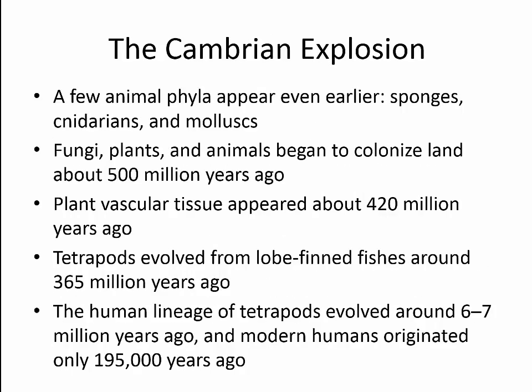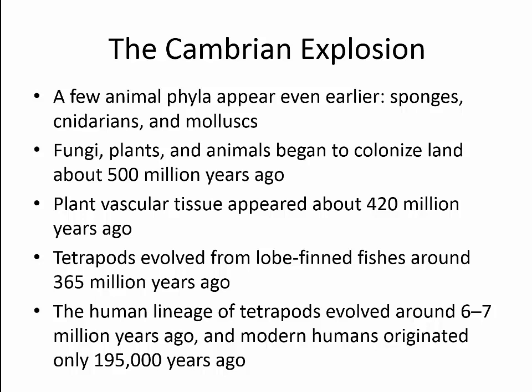In the Cambrian Explosion, a few animal phyla appear even earlier: sponges, cnidarians, and mollusks. They were earlier than that. Fungi, plants, and animals began to colonize land about 500 million years ago. Plant vascular tissue appeared about 420 million years ago. Tetrapods evolved from lobe-finned fishes around 365 million years ago. So you can see where this is headed.